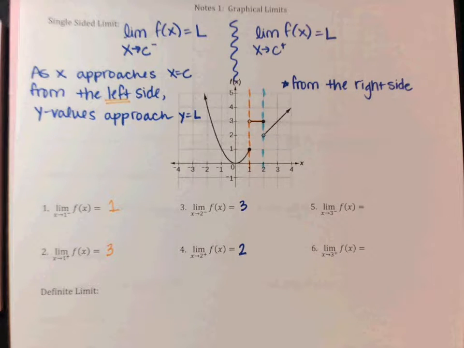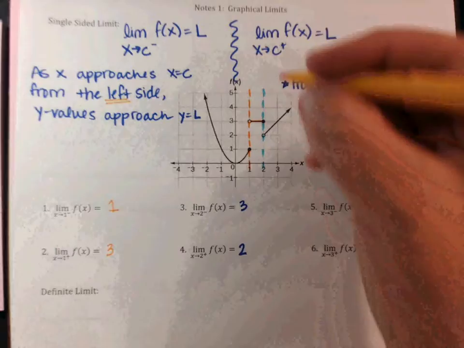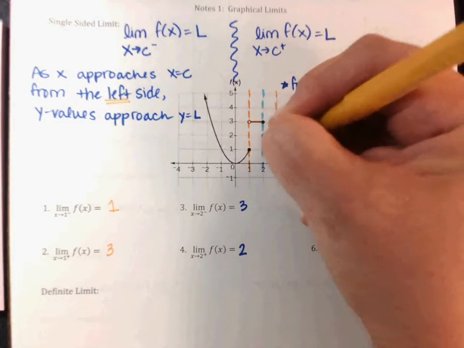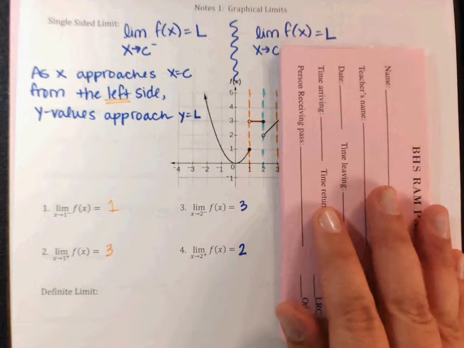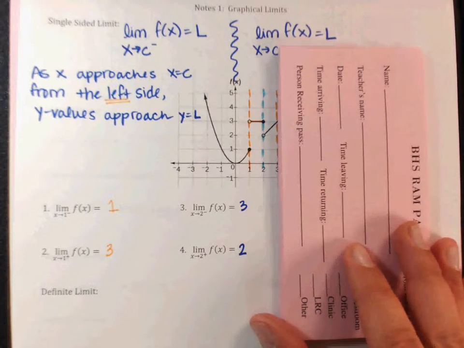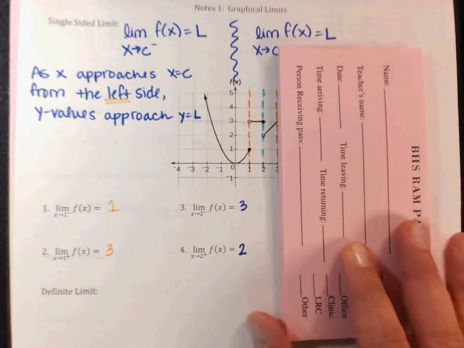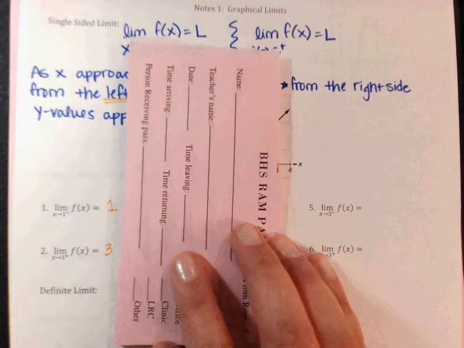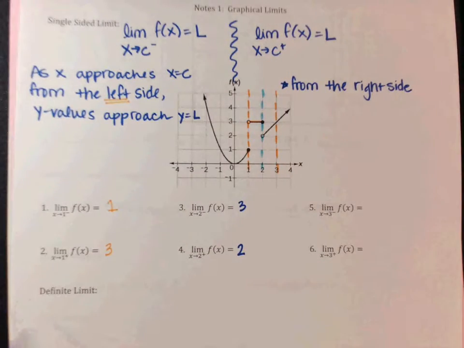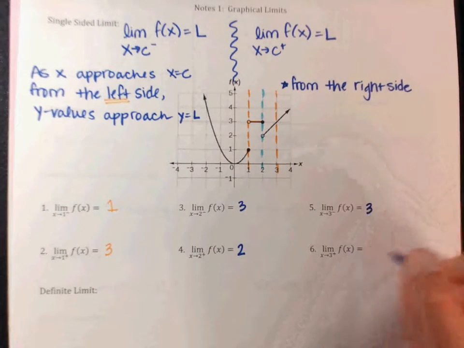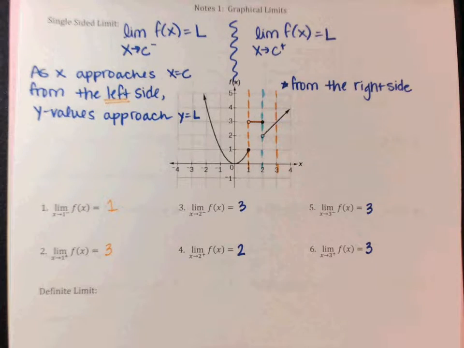Okay, last one. Let's look at 3. So draw your little dotted line in there. Cover up the left or the right side of the graph. We're only looking at the left side. What would you guess the height would be at 3? 3. What would you guess covering the other side that the height would be? 3. So sometimes they're the same. Sometimes they're different. Okay, so those are one-sided limits.